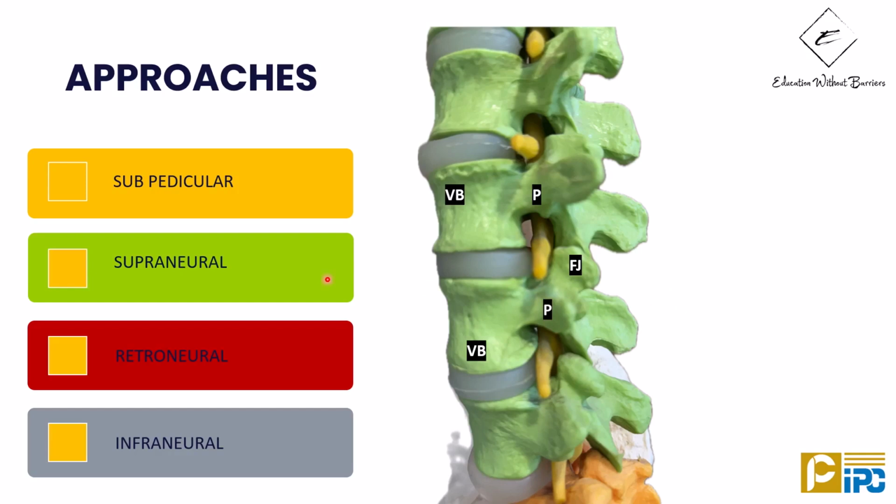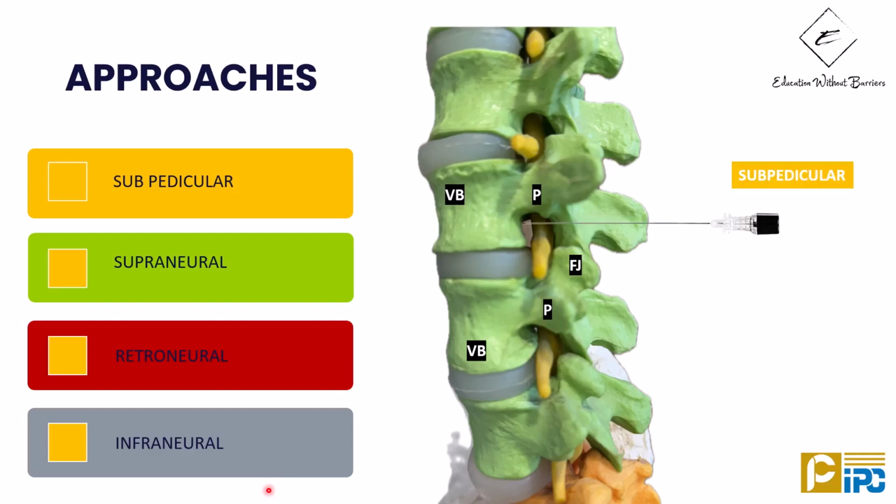The commonly talked about approaches are the sub-pedicular approach, which means going below the pedicle, the supra-neural approach, which means going above the nerve, the retroneural approach, which means going behind, and the infra-neural approach, which means going below the nerve. Now, all these approaches have their own advantages and disadvantages, and many of them have other names as well. But this is the terminology used most often, especially by the Spine Intervention Society. And so I would stick to this terminology.